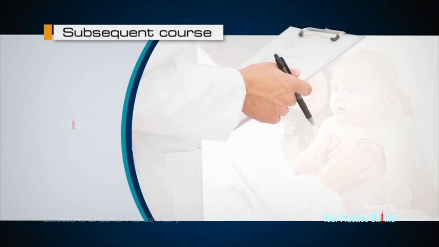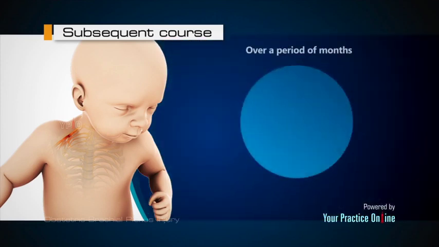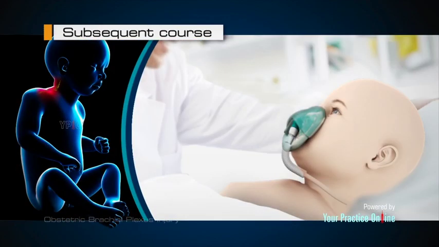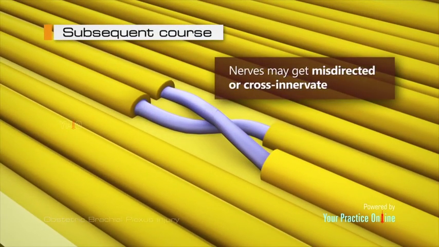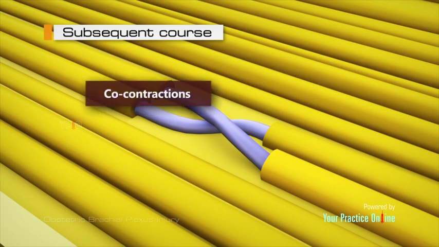Subsequent course. As mentioned above, the injury to nerves is incomplete in a majority of cases. Thus, in about 3/4 of cases, there is complete or near complete recovery of function over a period of months. During the process of recovery or nerve regeneration, some nerves may get misdirected or cross-innervate. This causes opposing groups of muscles to contract and is called co-contractions.